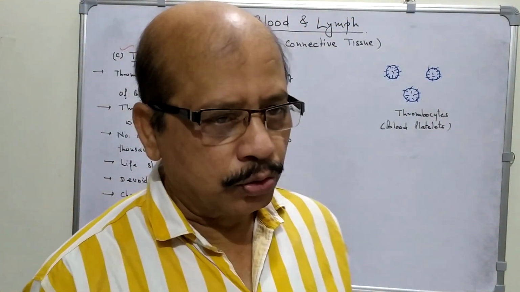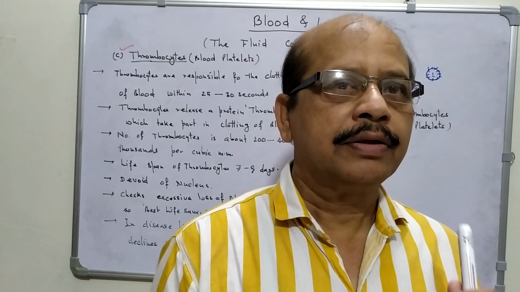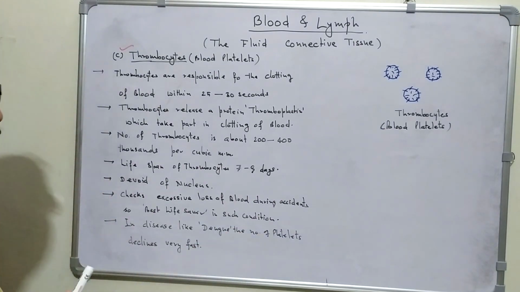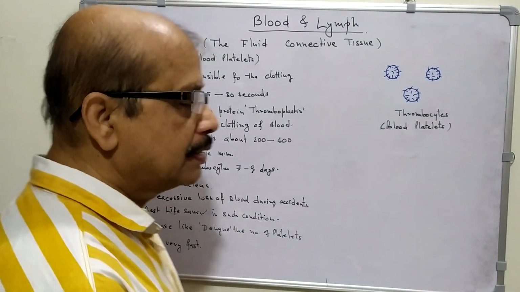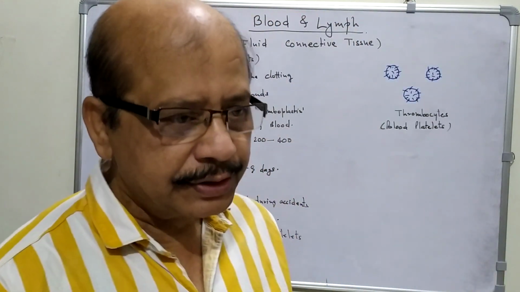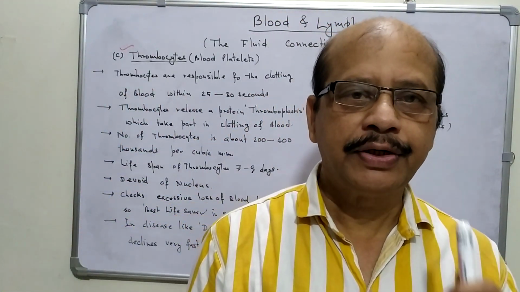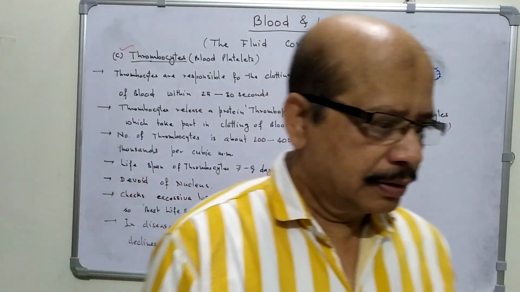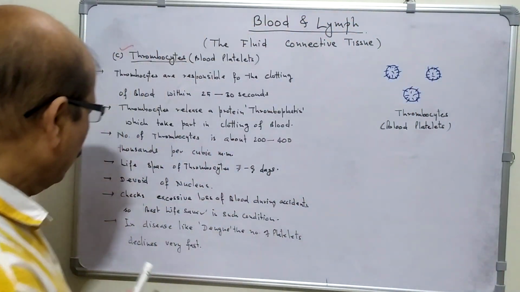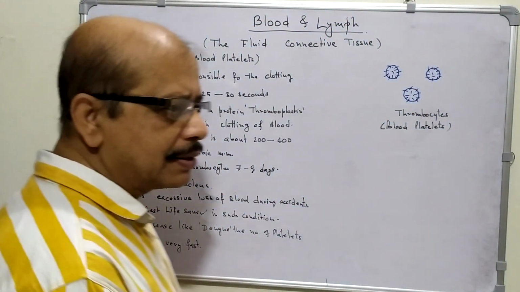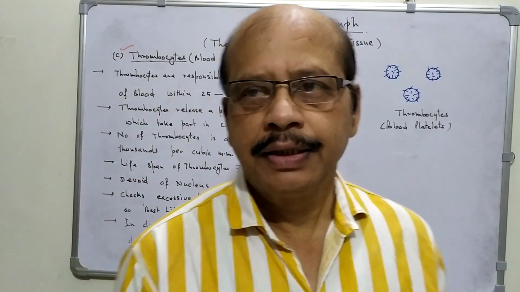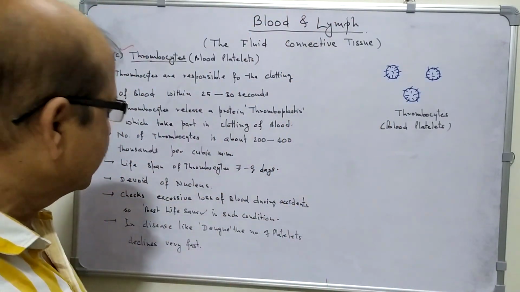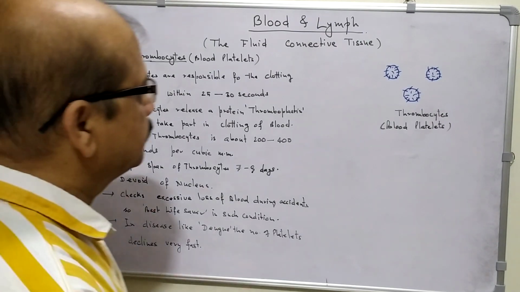By taking part in clotting of blood, they check the excessive loss of blood during an accident, and are the best lifesaver in such a condition. So this checks the excessive loss of blood during accidents, cuts and other accidental wounds. In diseases like dengue, you might have heard the name of blood platelets and the number of blood platelets declining. In case of dengue and chikungunya etc., they decline very fast.